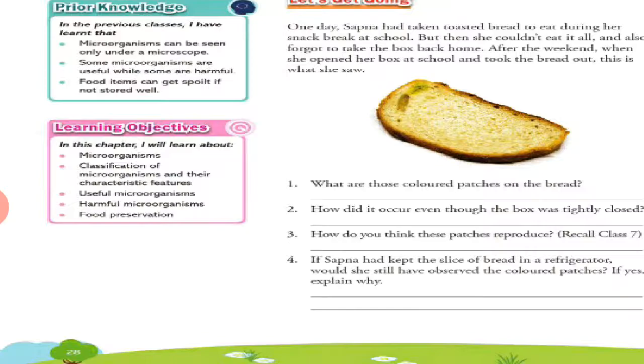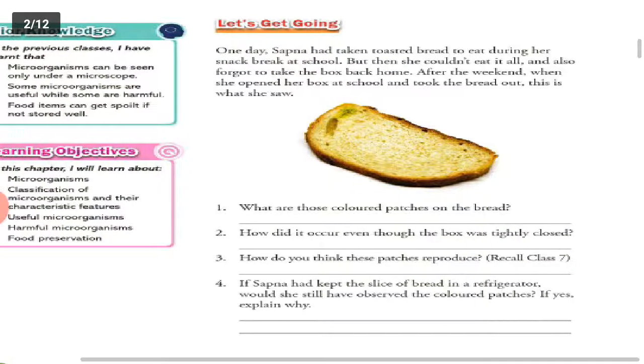So microorganisms can be seen only under a microscope. Some microorganisms are useful and some may be harmful. Food items get spoiled if they are not stored well. That is due to the harmful microorganisms. Similarly, beneficial microorganisms, useful microorganisms, can be there for conversion of milk into curd. Lactobacillus is used over there.